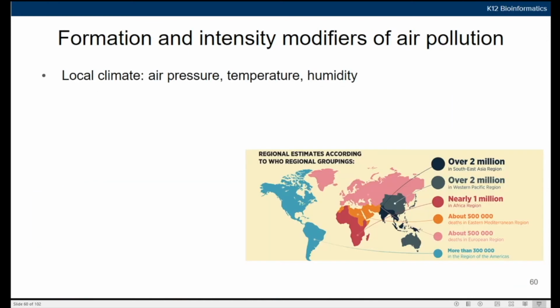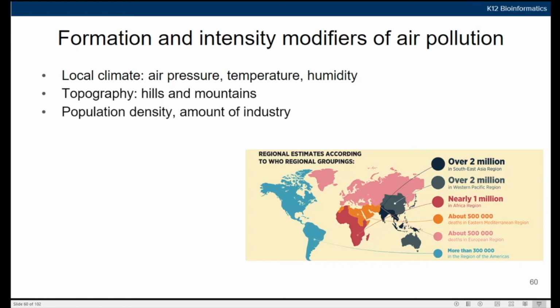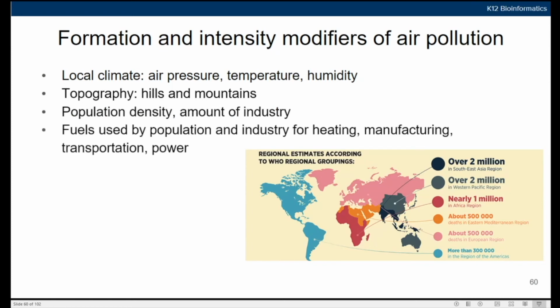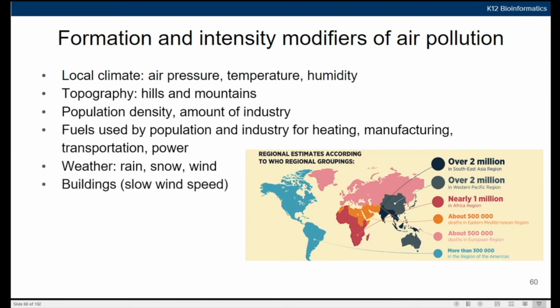The formation and intensity of air pollution can be modulated by a number of factors. For example, the local climate, with changing air pressure, temperature, and humidity that can influence the conditions needed for the generation of secondary air pollutants. Also, topography, in other words, whether there are hills or mountains nearby, or population density and the amount of industry, or the fuels used by the local population and industry for heating, manufacturing, transportation, and power, or the weather, in other words, does it rain or snow, is it windy, and are there tall buildings nearby or in the vicinity to slow overall wind speeds.